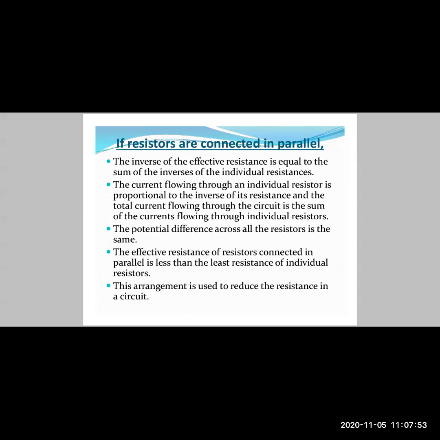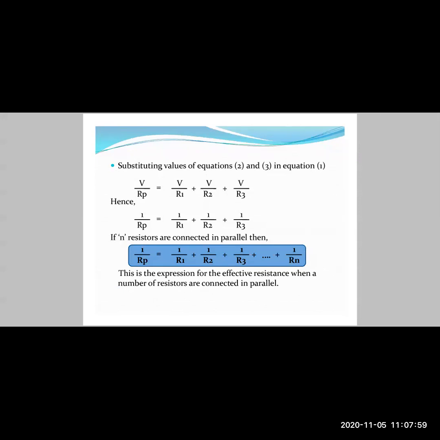Now this point we'll discuss with a numerical, right? The resistors, that means R1, R2 and R3, the total resistance Rp will be less than the least of R1, R2 and R3. That means, for example, if we have resistance R1 as 1 ohm, resistance R2 as 2 ohms, and resistor R3 is 3 ohms, right?